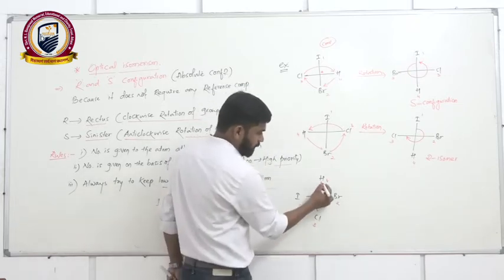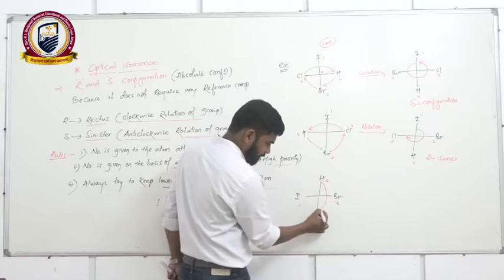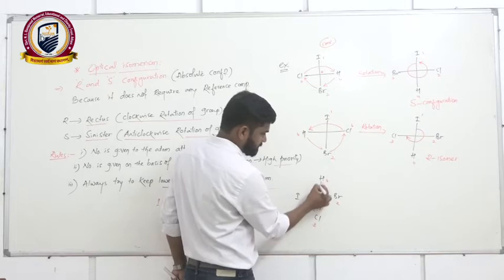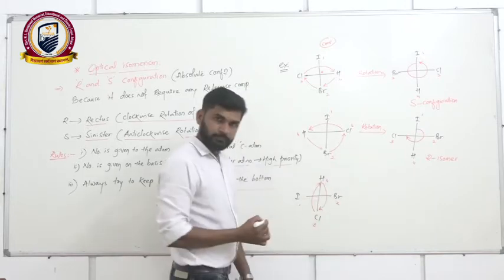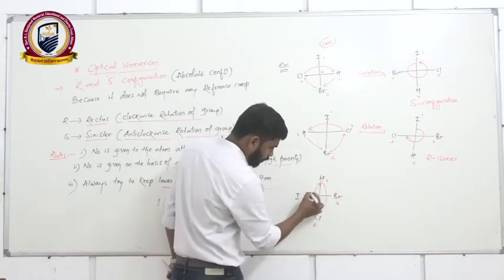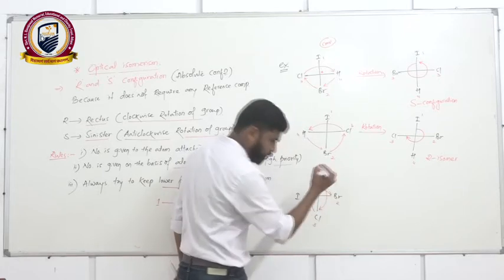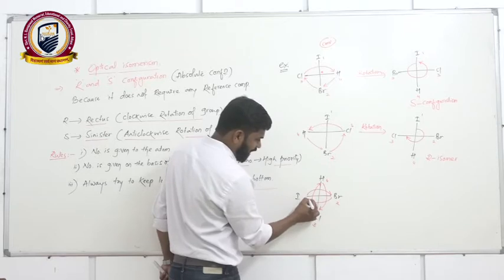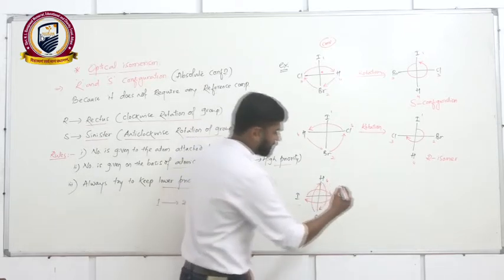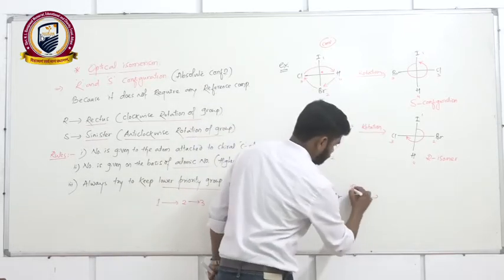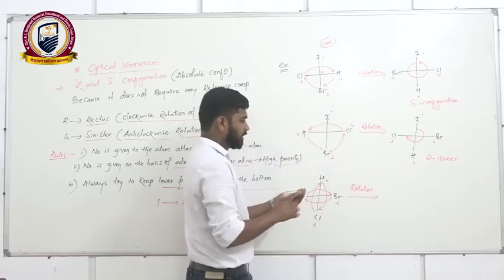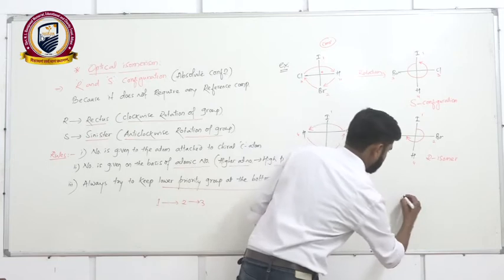Okay, so here hydrogen should be moved to this place, and chlorine should be moved to this place, and iodine should be moved here to the position of bromine. Similarly, bromine should be moved here to the place of iodine. Okay, so after this rotation, we'll have the compound as.